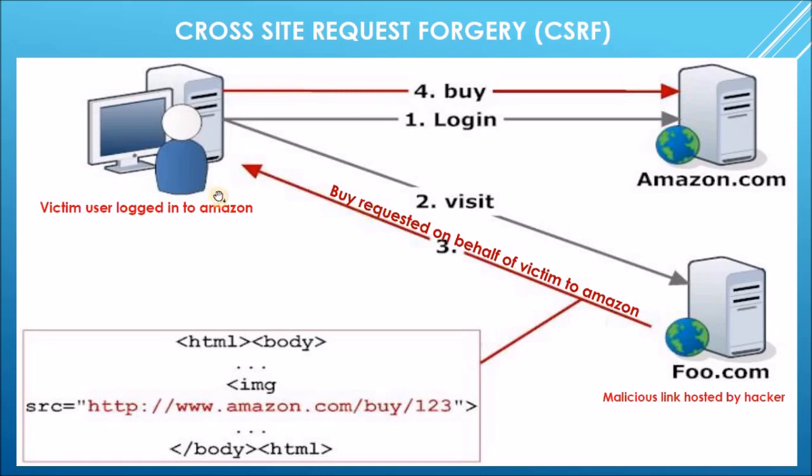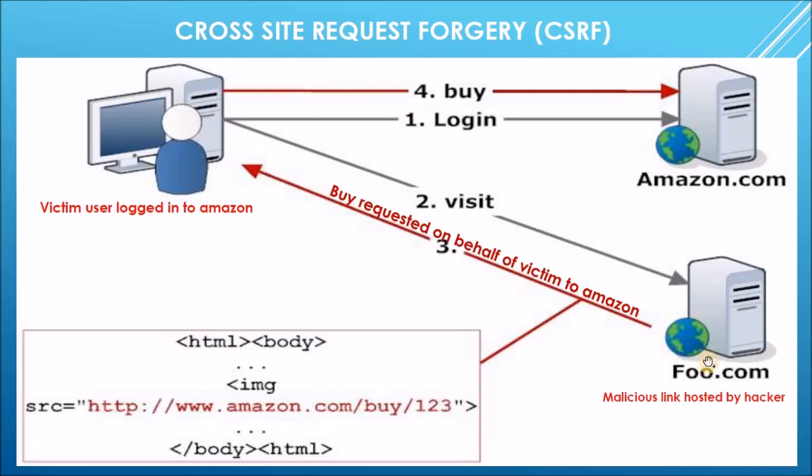Let's take an example here. A user is already logged into Amazon.com and a hacker sends a link, that is an img tag with the source link Amazon.com buy and the product. This is generally a buy product link, in which if the victim user clicks this link, he will buy a product from Amazon.com.